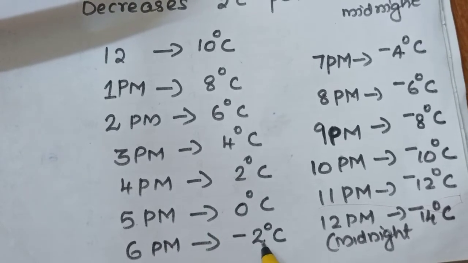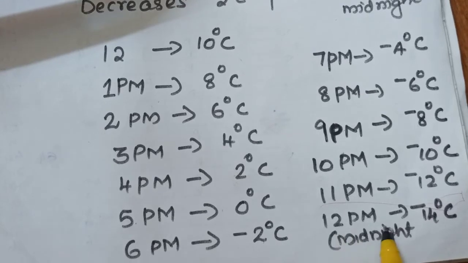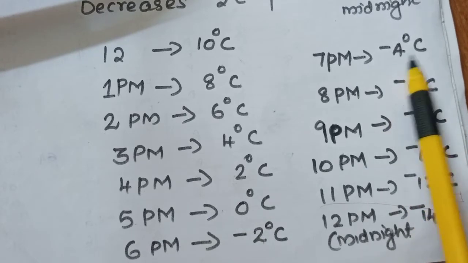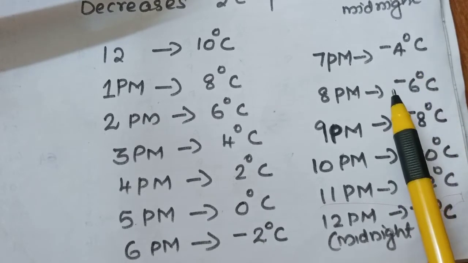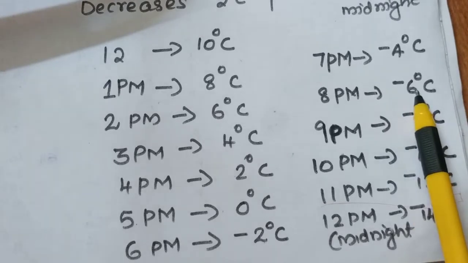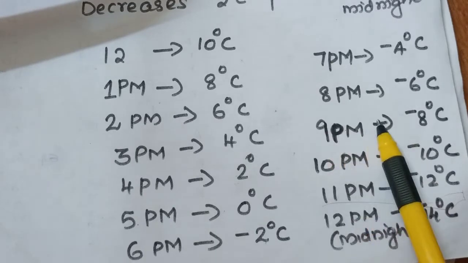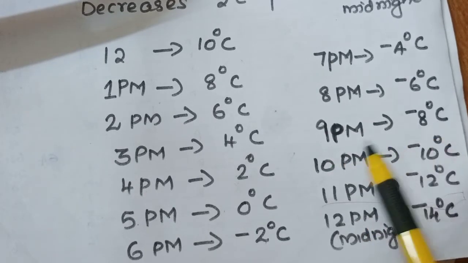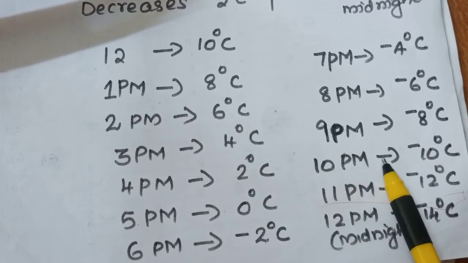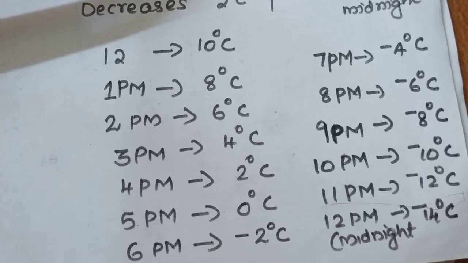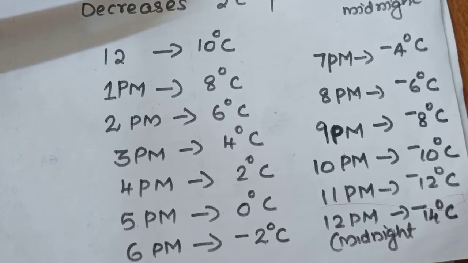and 6 p.m. -2 degrees Celsius. But we want to find the temperature at 12 midnight. Then at 7 p.m. it is -4 degrees Celsius, and again decreased by 2 degrees Celsius, it becomes -6 degrees Celsius at 8 p.m. At 9 p.m. it is -8 degrees Celsius, and at 10 p.m. it is -10 degrees Celsius. At 11 p.m. it is -12 degrees Celsius, and at 12 midnight it is -14 degrees Celsius. This is the way we can find out the answer.